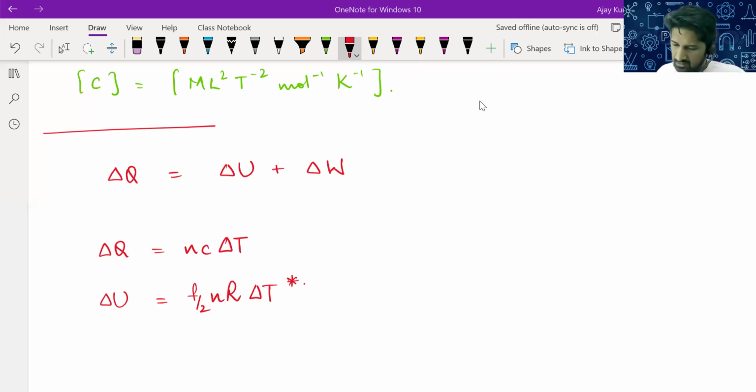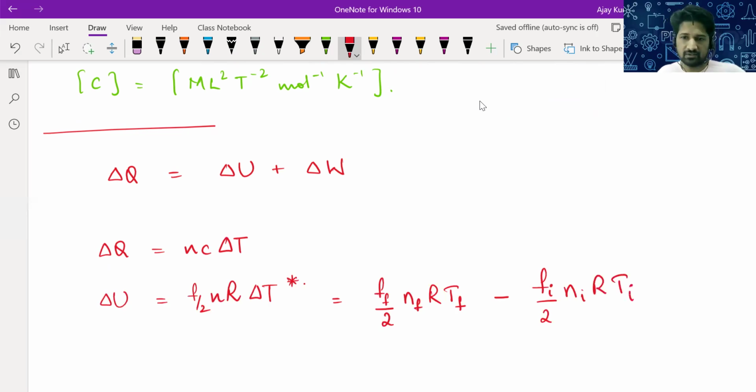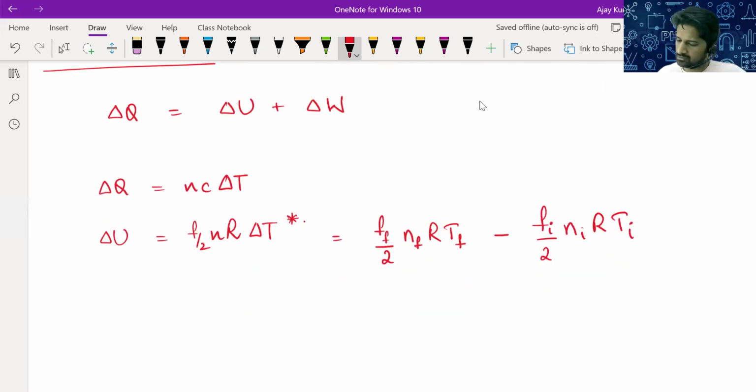What if they change? You will have to do it this way. Final degrees of freedom divided by 2, final number of moles, R, T final. That will be the final internal energy of the gas, minus initial degrees of freedom divided by 2, initial number of moles, R, T initial. That will be the initial internal energy of the gas. Final minus initial gives you the change. So this is general.